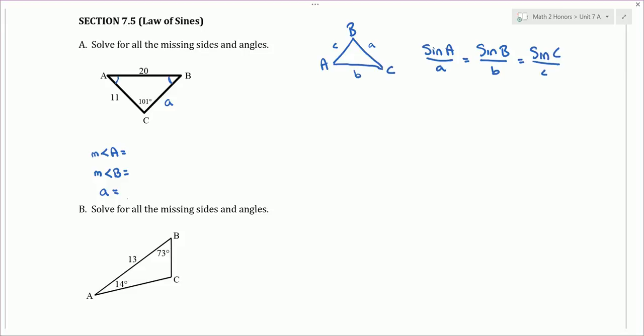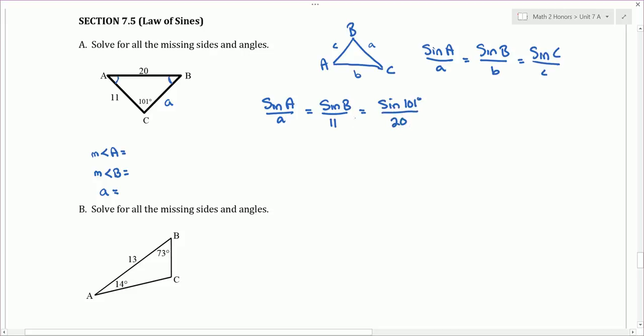So when I set up my proportion, here's what we know. Sine A we don't have, so I'm going to write sine A over A, which we don't know either of those, is equal to sine of B, which we don't know, over this 11, because that's the side length opposite B, and that's equal to the sine of C, which is 101 degrees, over 20.